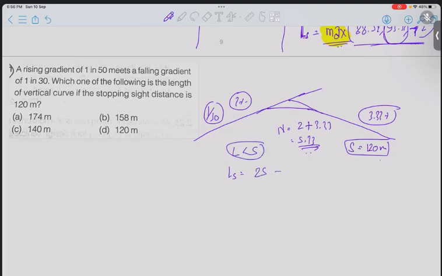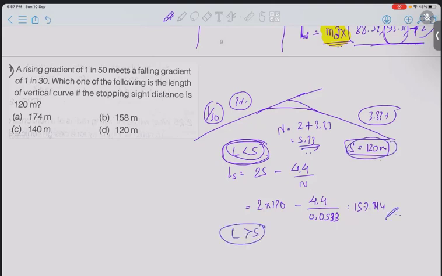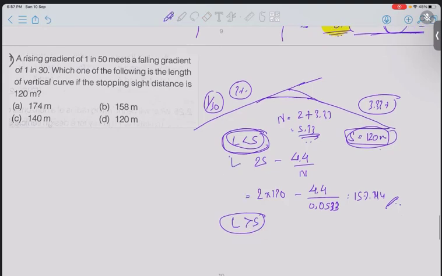So what is the formula? 2S minus 4.4 divided by N. So 2 into 120 minus 4.4 divided by N, which is 0.0533. So 240 minus 4.4 divided by 0.0533, we get 157.44. Our initial assumption that L is less than S is wrong here. So we have to calculate again, assuming that L is greater than S.